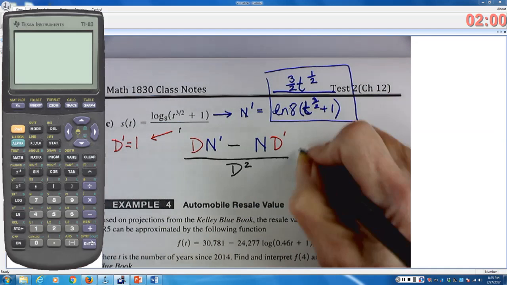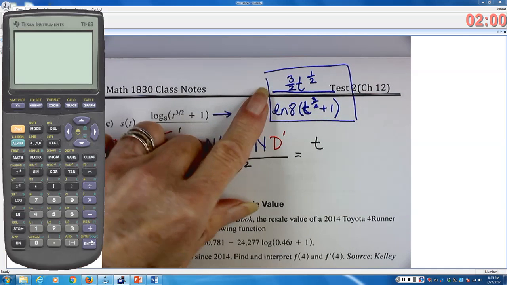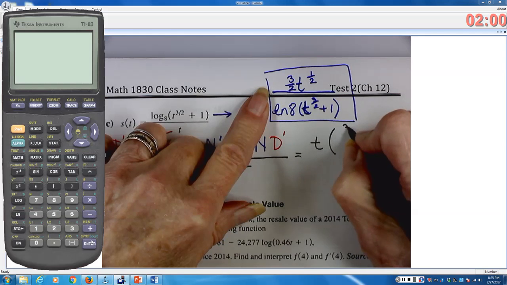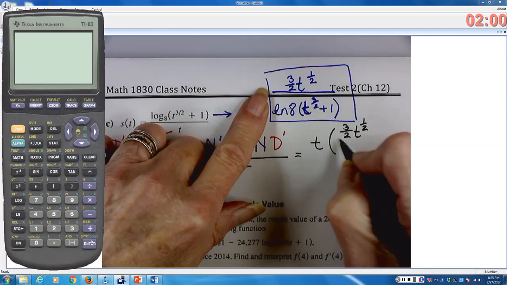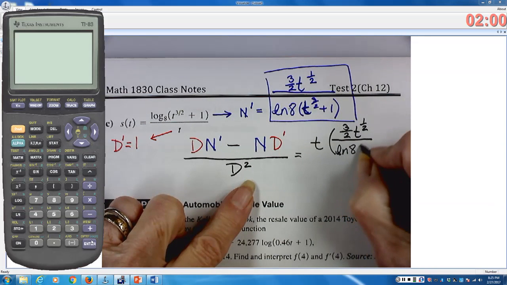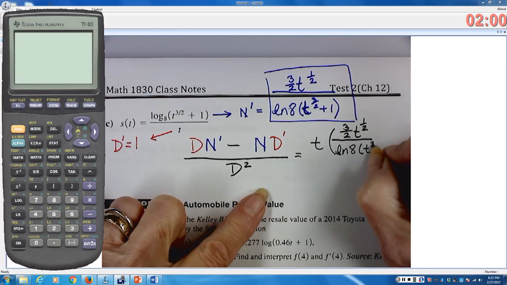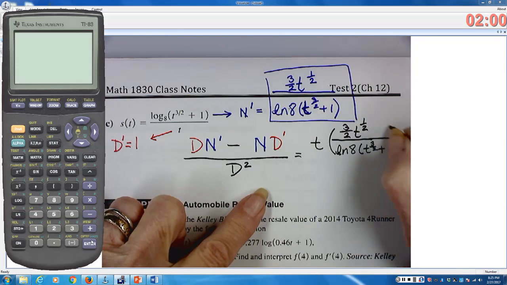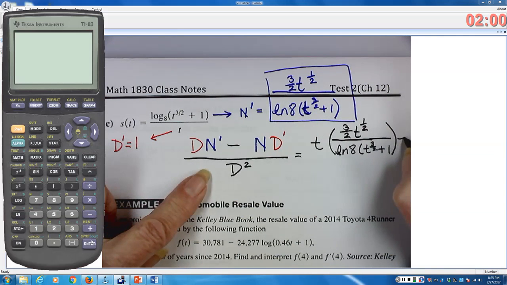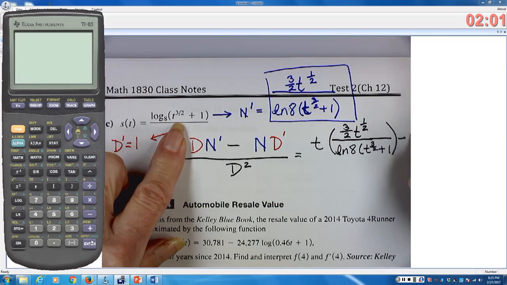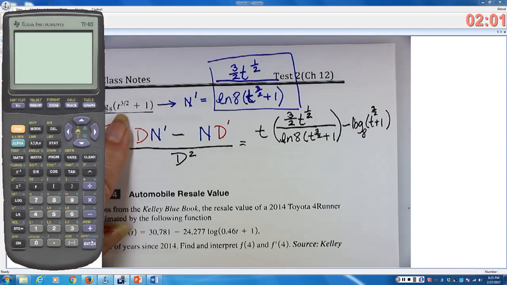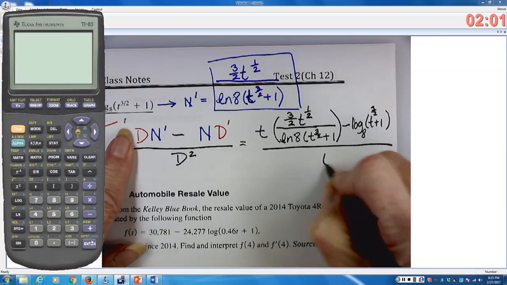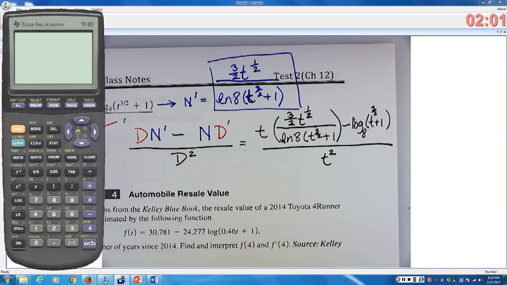So the denominator is t, derivative of the numerator is 3/2 t to the 1/2 over natural log of 8 times t to the 3/2 plus 1. Minus 1 times log base 8 of t to the 3/2 plus 1, all divided by t squared. And yes, you can algebraically make that look a whole lot better, but you don't have to. Just be sure that you use sufficient parentheses to make it work.